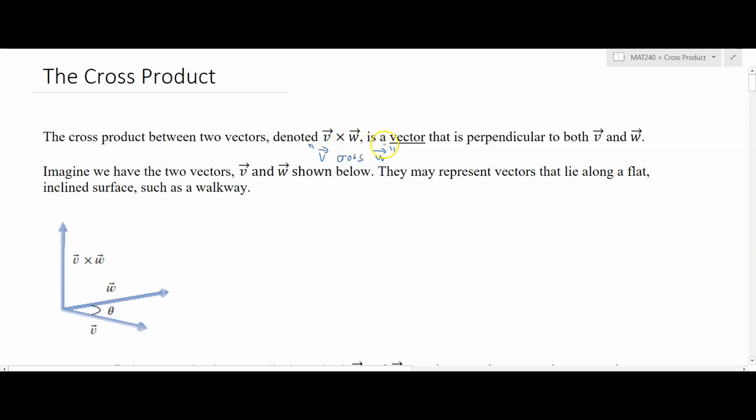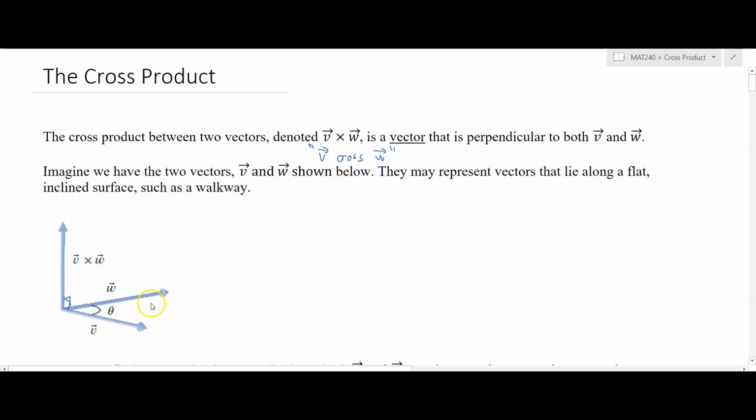And the cross product is a vector. So unlike a dot product that is a scalar, a cross product is a vector that is perpendicular to both v and w. So in this picture here, we have two vectors, v and w, and there exists some angle between them called theta. And then this vector here that is denoted v cross w is in fact perpendicular to both v and w. So perpendicular there and perpendicular here as well.